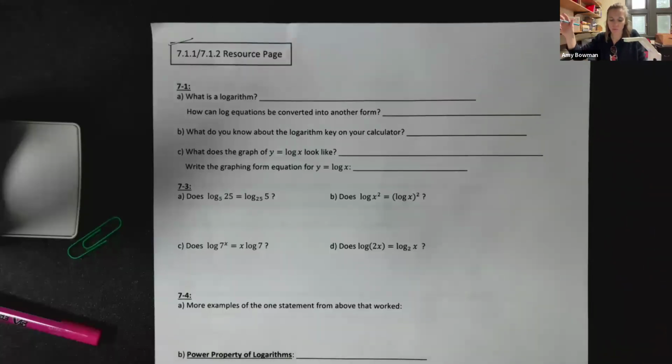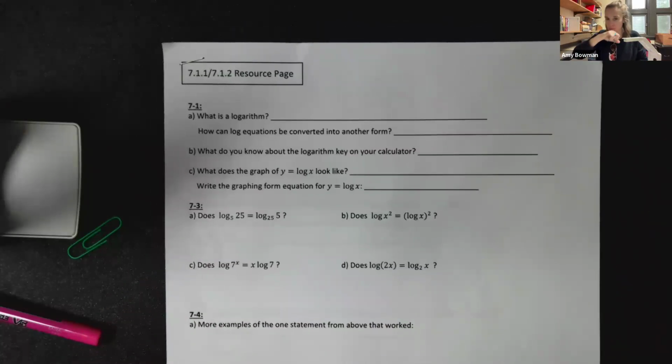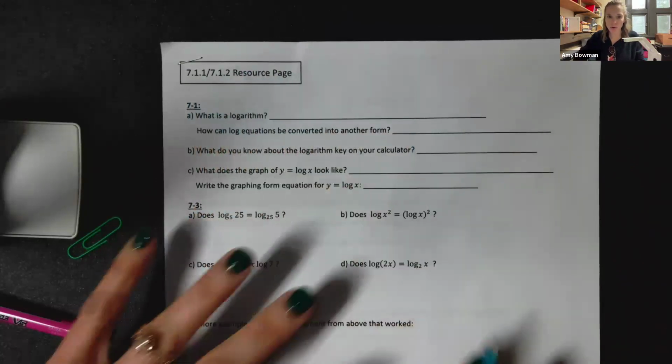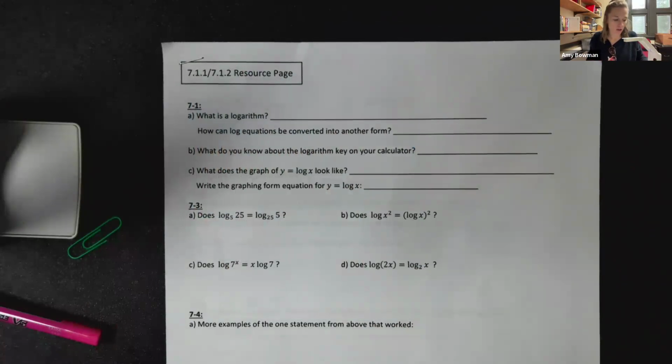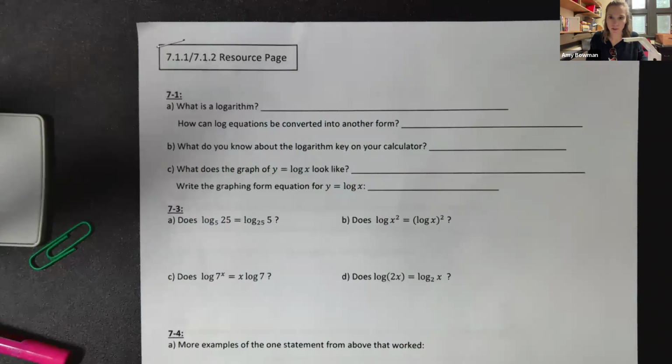Okay, hi everybody. We are going to walk through 7.11 today. This is 7.11/7.12 on your paper. We're just going to do the first section, 7.11 only, picking up right where we left off with logarithms and adding on to that. Let me zoom in. There we go.